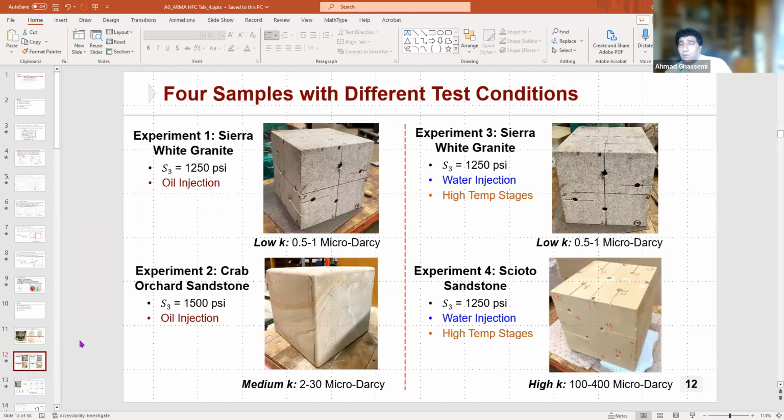And so for our testing program that we are presenting today, we chose 4 different blocks, 2 of them being Sierra white granite. 1 Sierra white granite was tested with oil, and 1 was tested with water, and was subjected to higher temperature subsequent to fracturing. We also tested a Crab Orchard sandstone and a Scioto sandstone. So these 2 represent intermediate and very low permeability rocks, respectively.